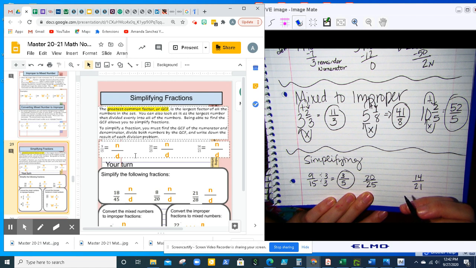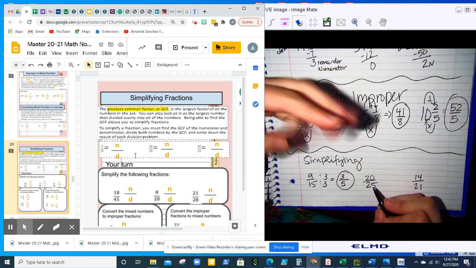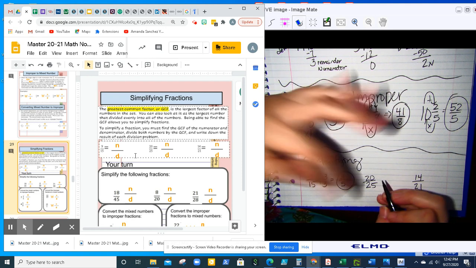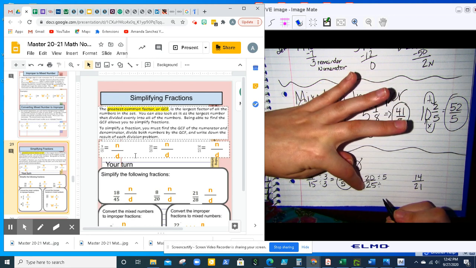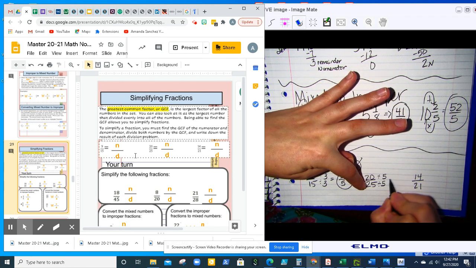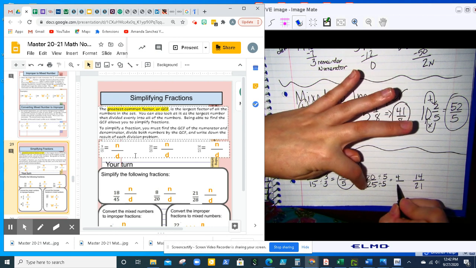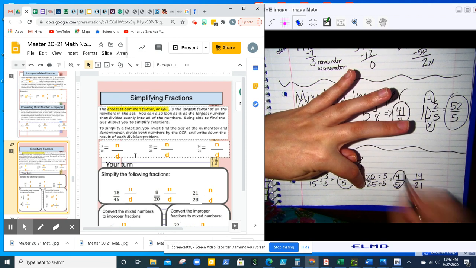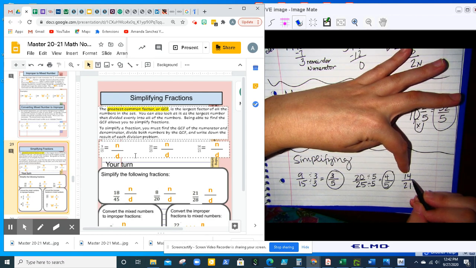For 20 over 25, I know 1, 2, 4, 5, and 10 can go into 20, and 5 can too. So I'm going to divide by 5. And I know 5 can also go into 25. 5 can go into 20 4 times, and 5 can go into 25 5 times. And then the last one, 14 over 21.